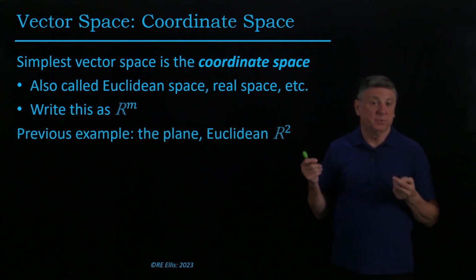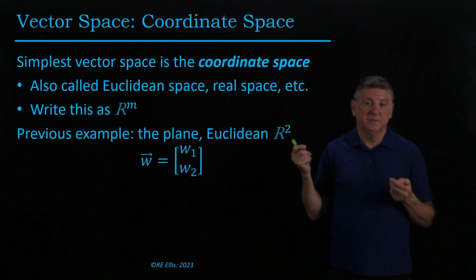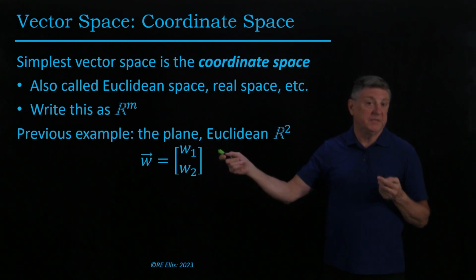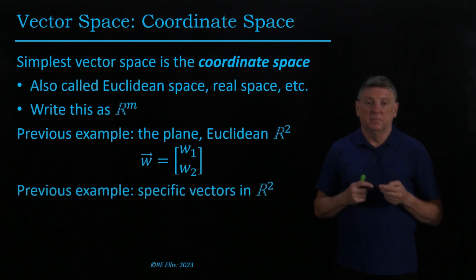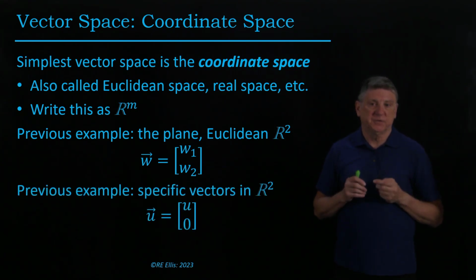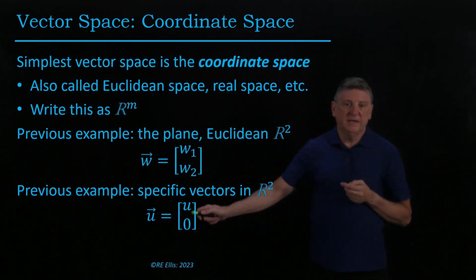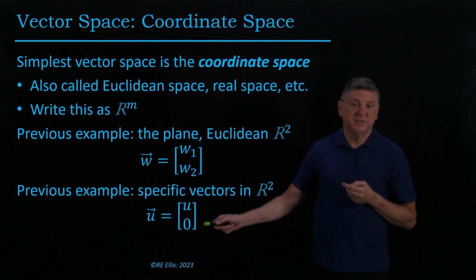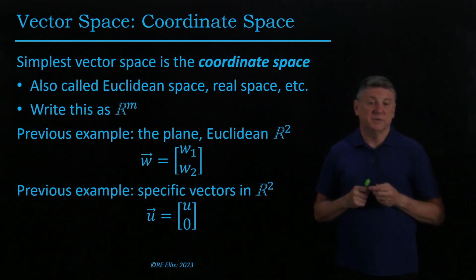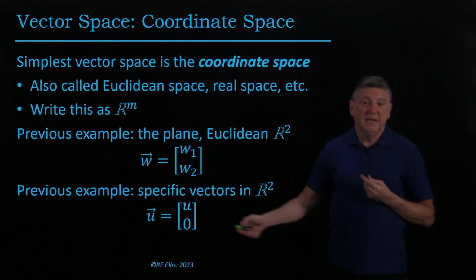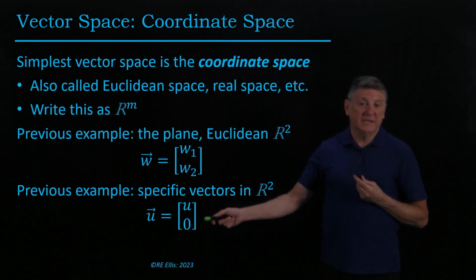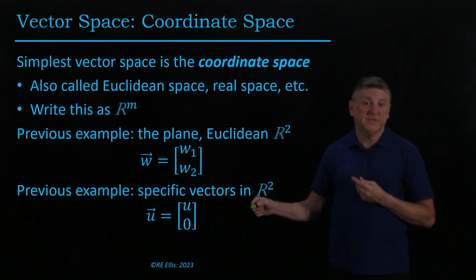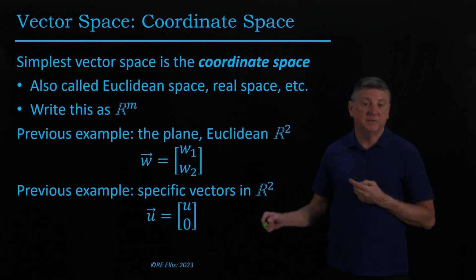So our previous example was the plane, which is the Euclidean space, and here any vector in it has 2 entries that may be the same, they may be distinct. Our previous example was specific vectors in R^2. Here, if we have a vector u where the first entry is a real number and the second entry is 0, this satisfies all of the axioms of a vector space, and in particular, if we have u and v that are like this and we take a linear combination, the linear combination will result in a first entry of u plus v and a second entry of 0.